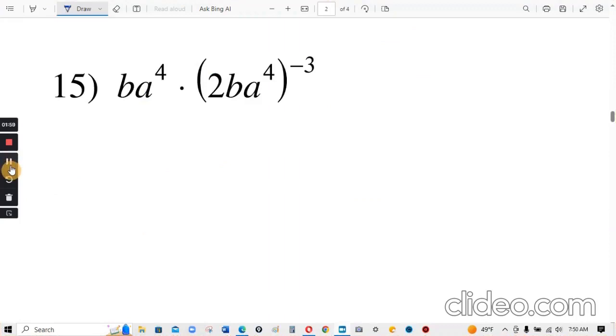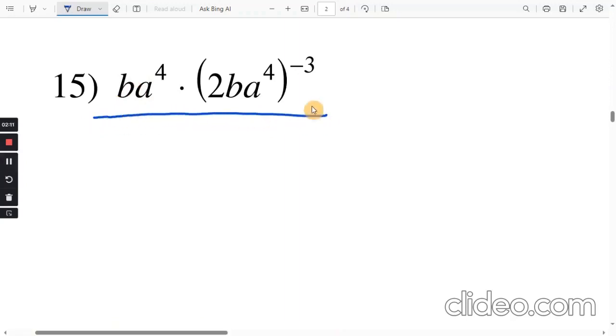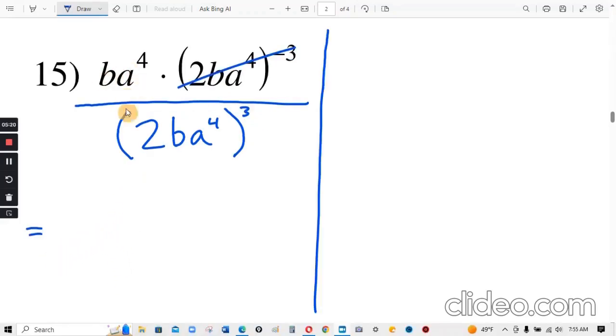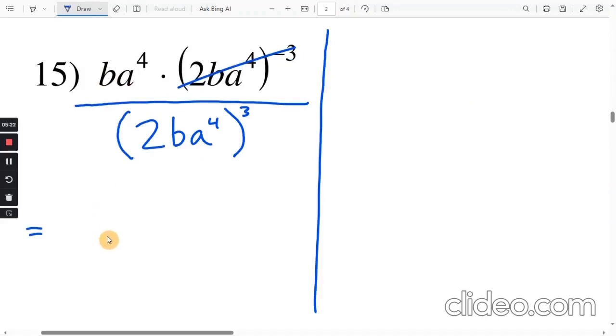All right, number 15, almost the same thing. I can certainly distribute this negative 3, but I would rather have it positive 3. So we have ba to the 4th in the numerator. And I'm going to make a denominator, and I'm going to move this whole thing into the denominator. So parentheses, 2ba to the 4th. And instead of negative 3, that's going to become positive 3. So I move the whole thing down, and I change the sign on the exponent. All right, so we have ba to the 4th in the numerator.